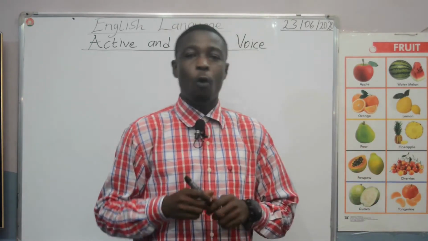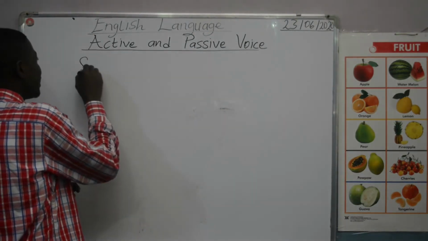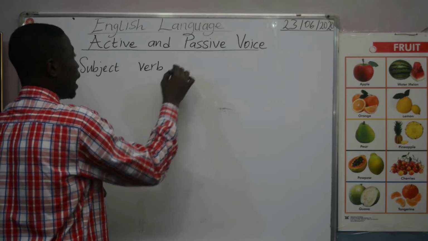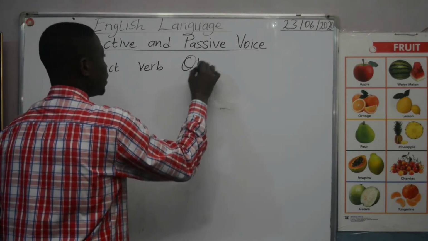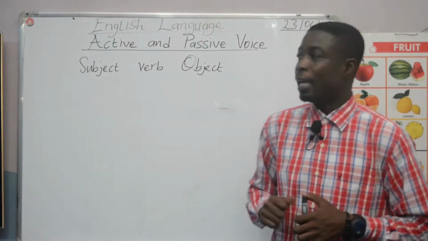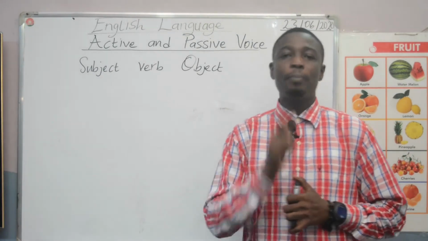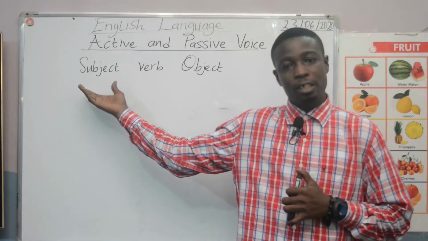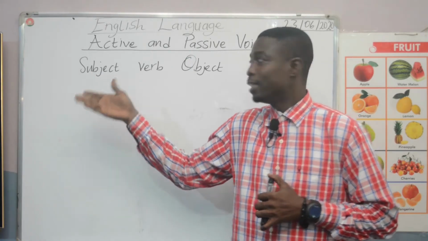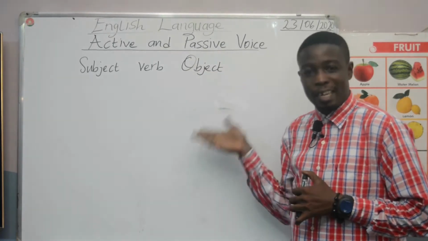And in the active voice, as a normal sentence, we have a subject in the sentence, we have the verb, and then we have the object. So in the active voice, what happens is that the doer of the action is always focused on. And then the object comes at the end of the sentence.